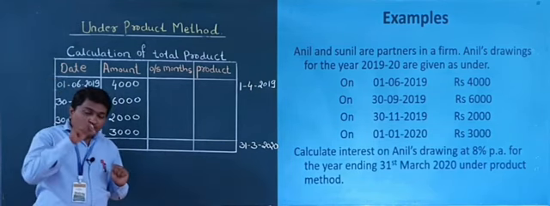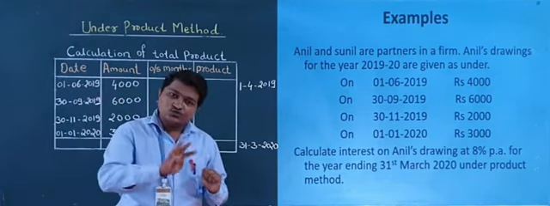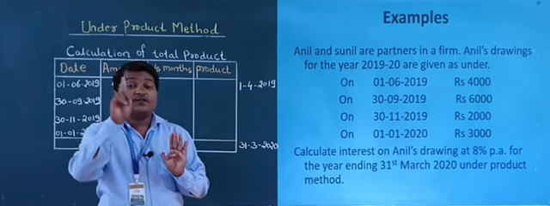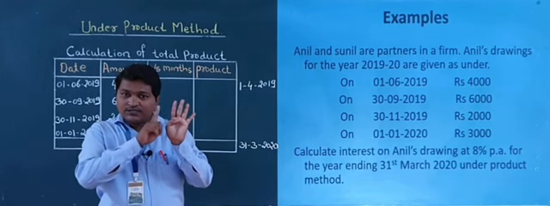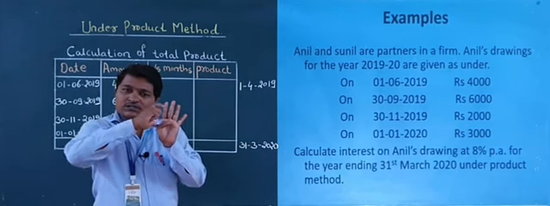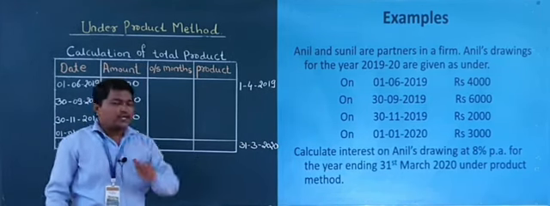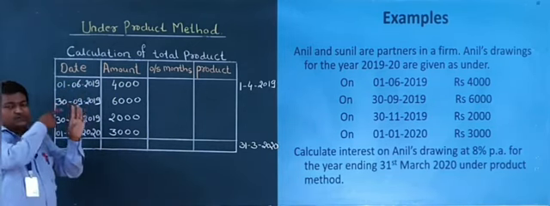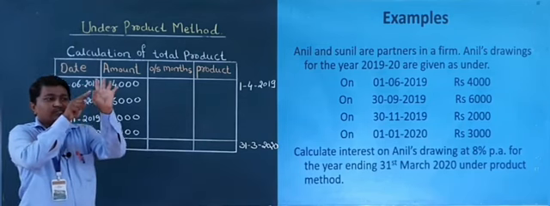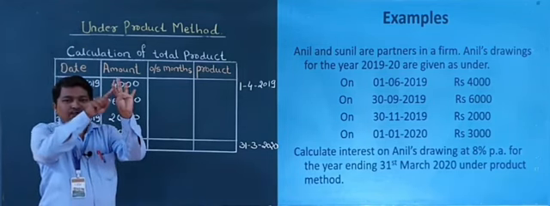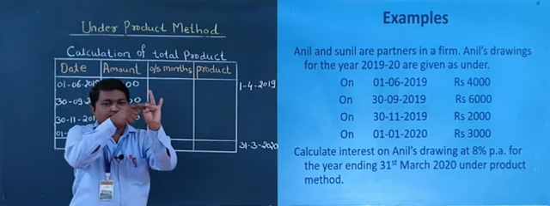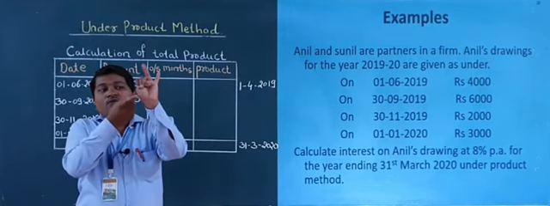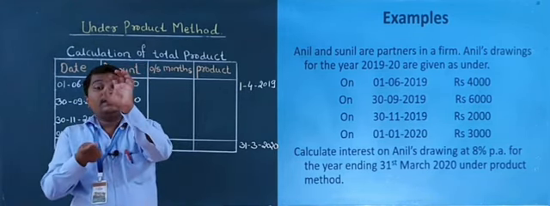So he used that amount in the month of June also. Why? Because he withdrew on the first day of the month, 1st June, so that month he used that amount. So I calculate June also. That is 6, 7, then 8, 9, 10, 11, 12. Then 1, 2, 3. 10 months.